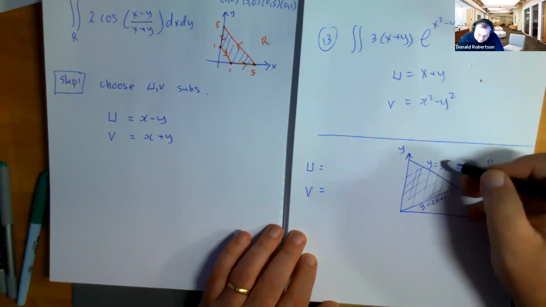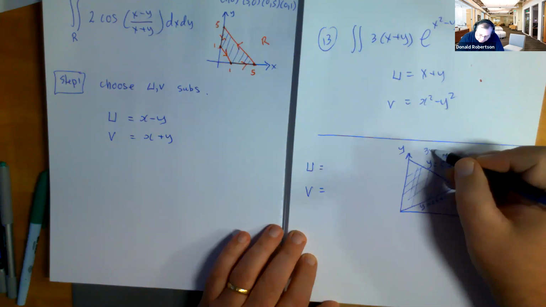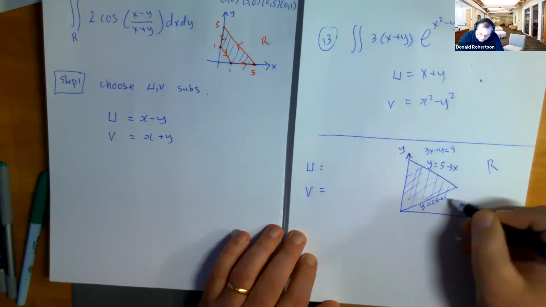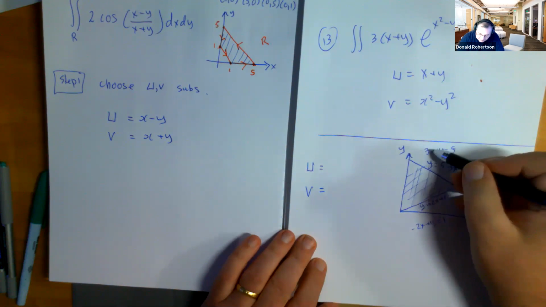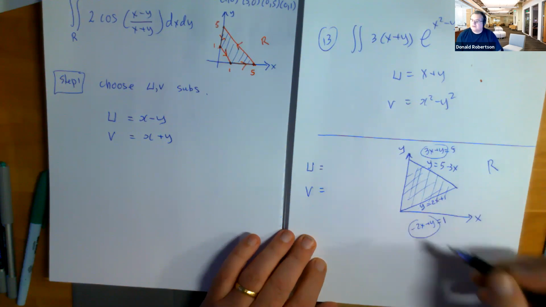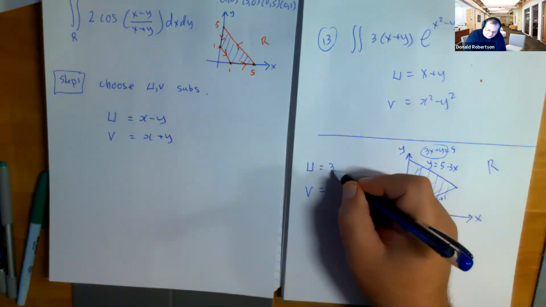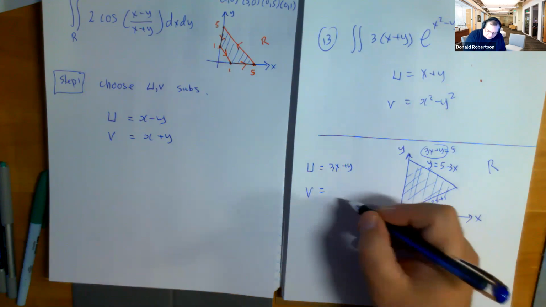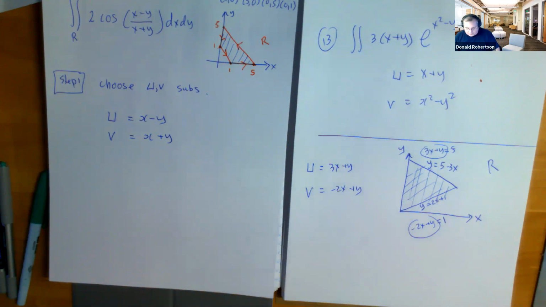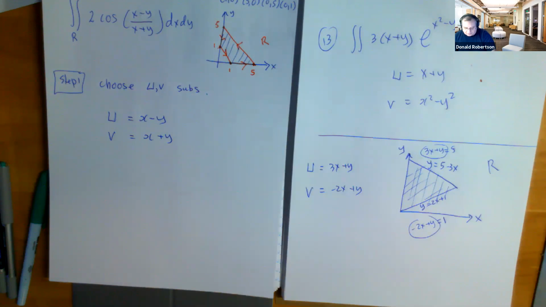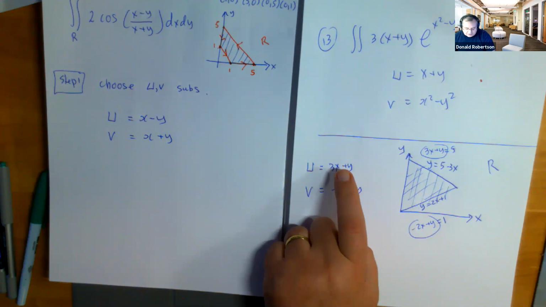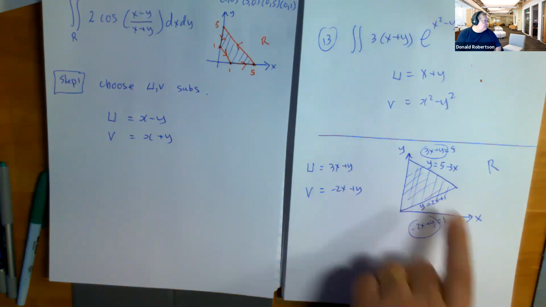If you rearrange this guy, what you get is 3x plus y equals 5. And if you rearrange this guy, you get negative 2x plus y equals 1. There's your U and there's your V. What about the 5 and the 1? They don't matter. Sort them out later. So sometimes the U and V are going to be in the equation. Sometimes the information for picking your U and V is actually going to be in the region.